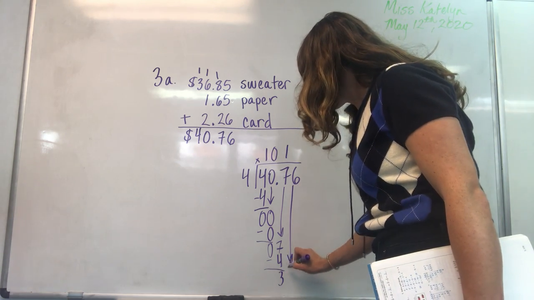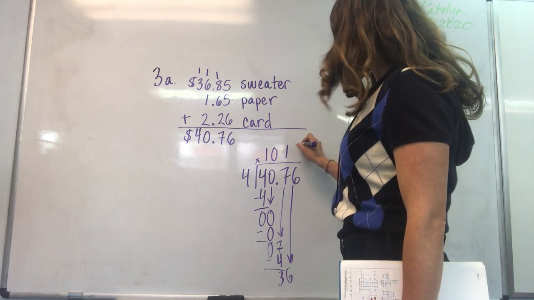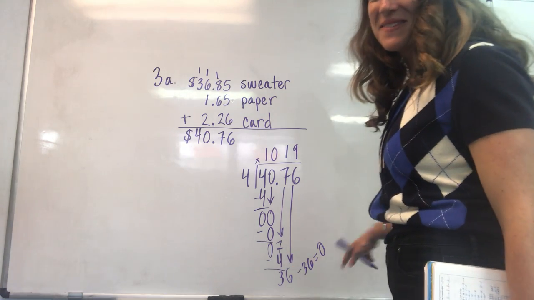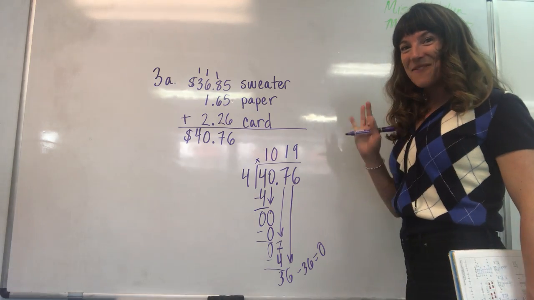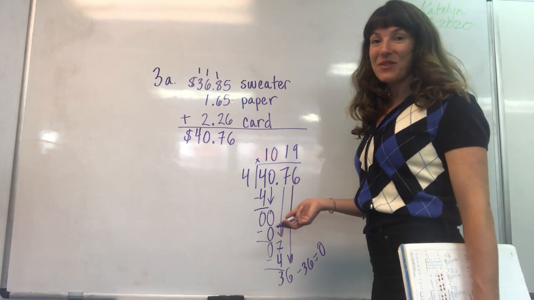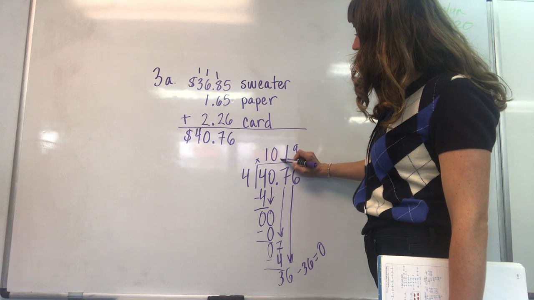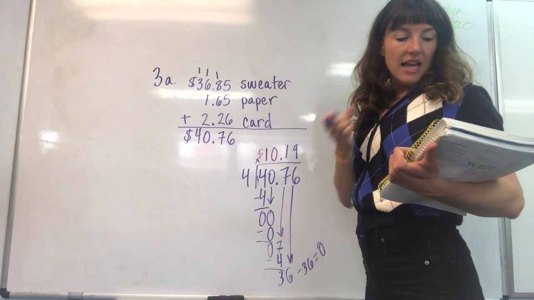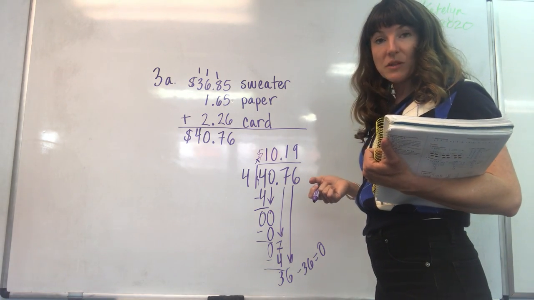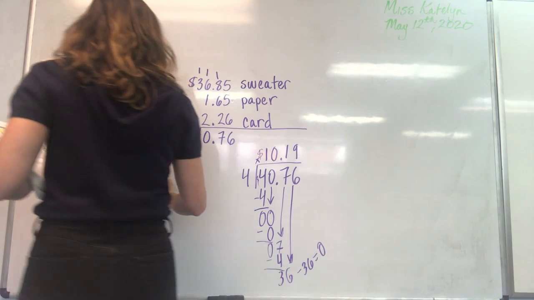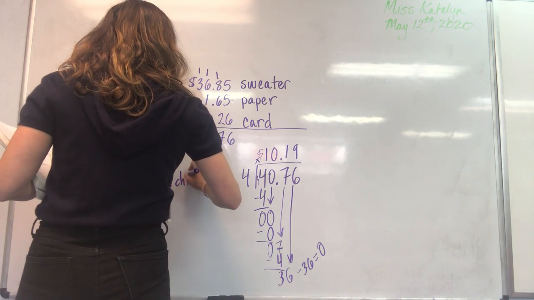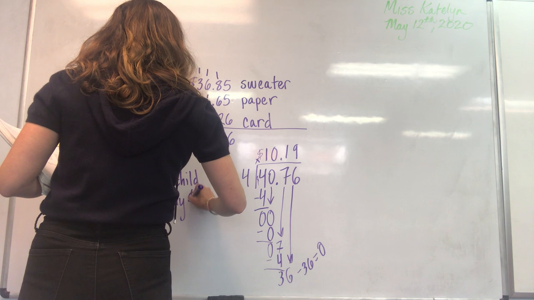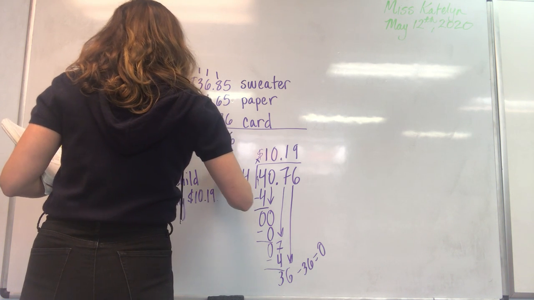We need to bring that 6 down. 4 goes into 36, 9 times. 36 minus 36 equals 0. I'm going up on the side now. And 0 is less than 4. So we don't have to bring anything down. There's no remainder. Bring your decimal point up and the dollar sign that I forgot to insert in there. All right, so if they shared the cost equally, how much will each child pay? Each child will pay $10.19.